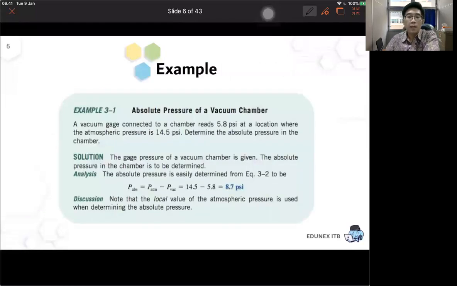Okay, this is just an example for you to understand, especially for the vacuum condition. In this example, a vacuum gauge, a pressure-measuring device, is connected to the chamber. The chamber is the system. The vacuum gauge shows the value of 5.8 PSI. So P vacuum is 5.8 PSI, pounds per square inch. And the chamber is put in a location where the atmospheric pressure is 14.5.